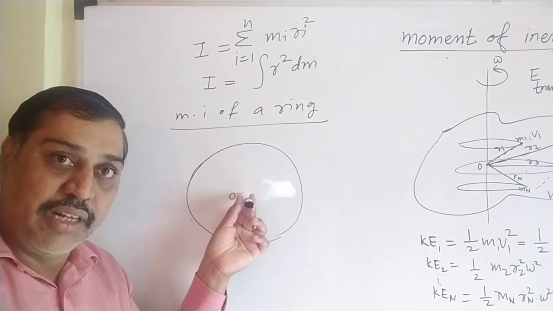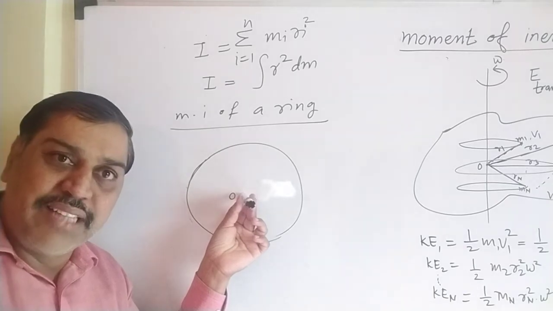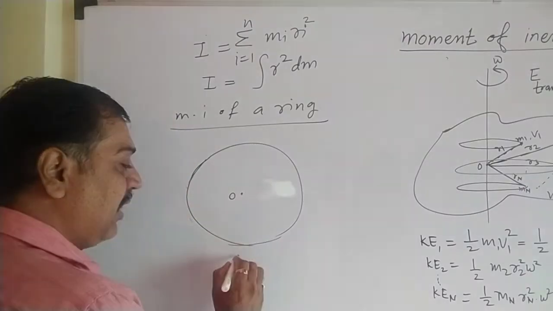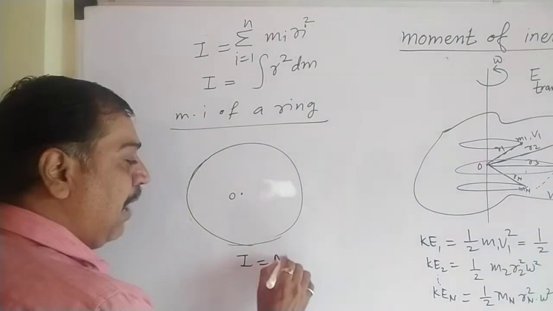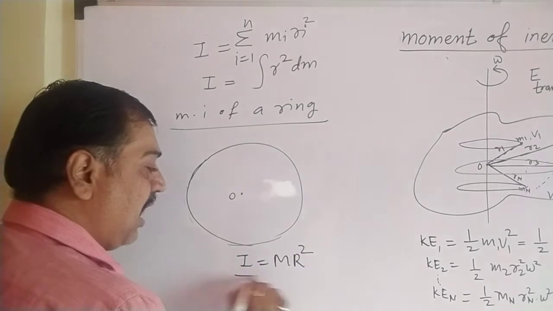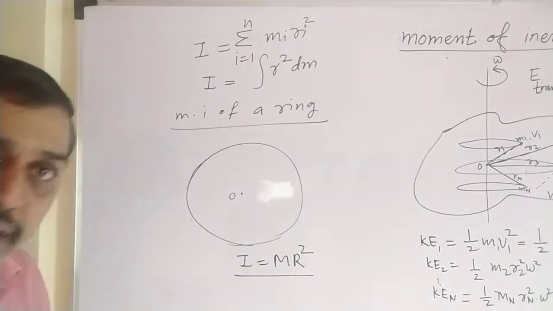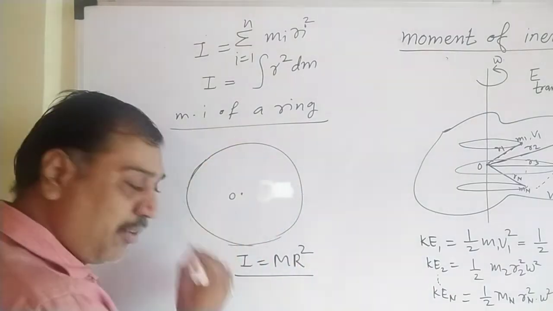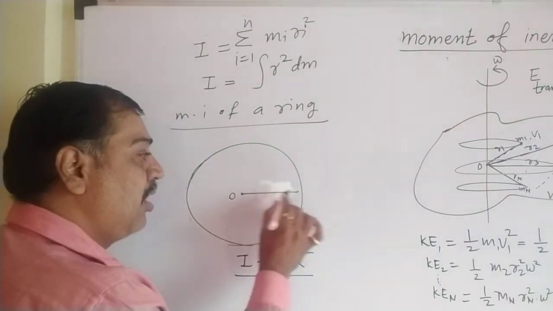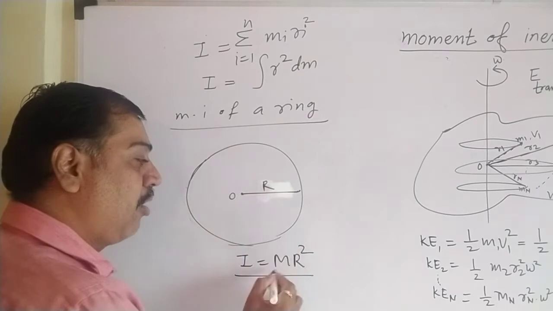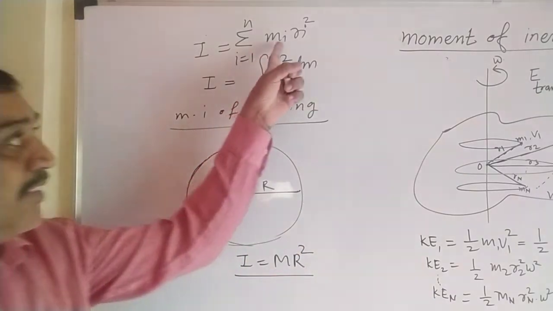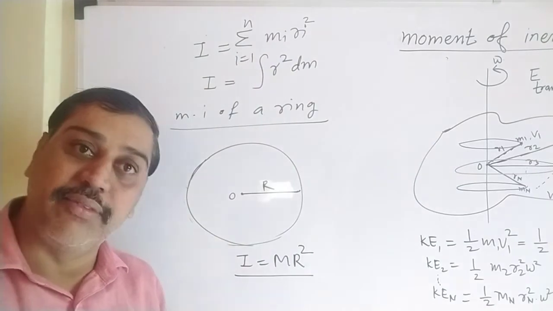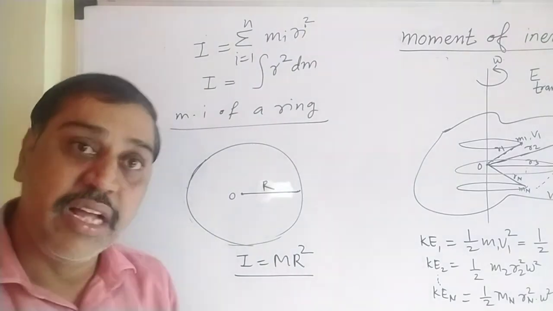In this situation, what is the moment of inertia of this ring? They have given it directly here. The moment of inertia of this ring is I equal to mr square, where m is the mass distributed along the circumference, the mass of the ring, and r is nothing but the radius of this ring. So the moment of inertia is mr square by this formula: mass into square of distance, m into r square. That is the moment of inertia of a ring.